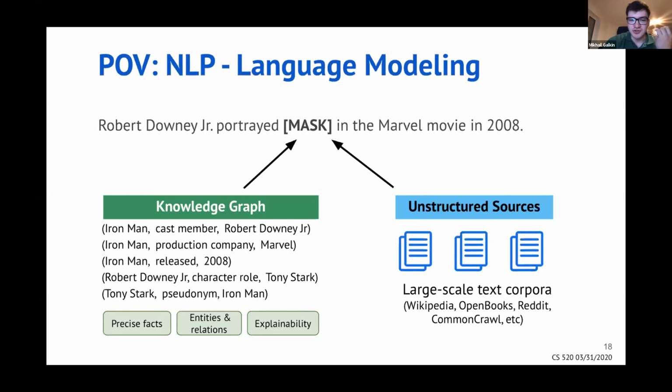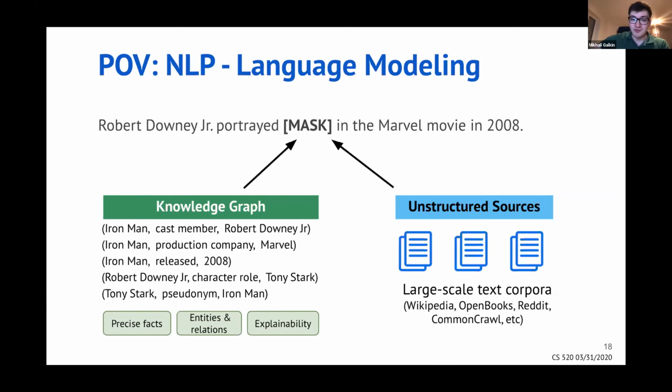So the recent emerging trend here is to actually plug in a knowledge graph, because it provides you with precise facts, that Robert Downey Jr. actually had a character role of Tony Stark and Tony Stark is a character in the Iron Man movie. And you don't need to scan through the whole Wikipedia, but rather get this triple already from the graph.